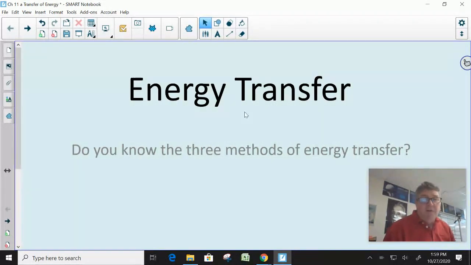So we're going to talk about the three methods of energy transfer. And I'm sure you've heard of these before. They're conduction, convection, and radiation. And I will give you a summary at the end, so just hang on and watch, and you'll get what you need to know.